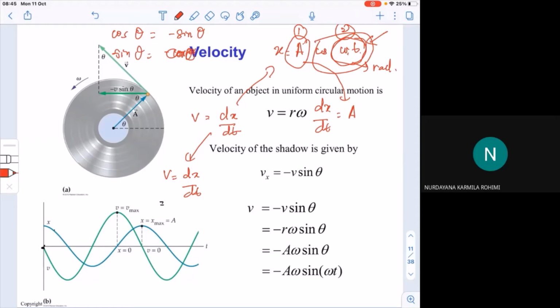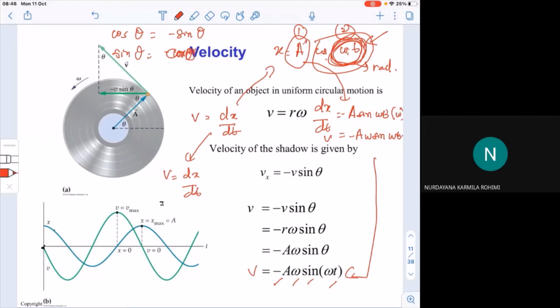Differentiating sine will get you cos. Differentiating cos will get you negative sine. So when we differentiate cos of something, you will get negative sine omega t. Then you differentiate on this part only, omega t, so you will get another omega. So the answer is negative A omega sine omega t for V. Same as this answer, negative A omega sine omega t.